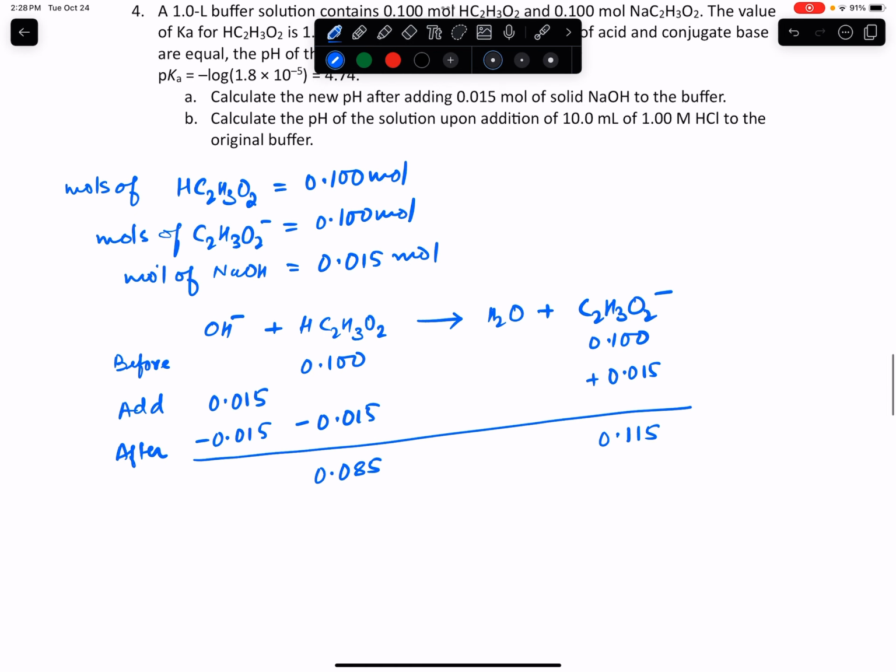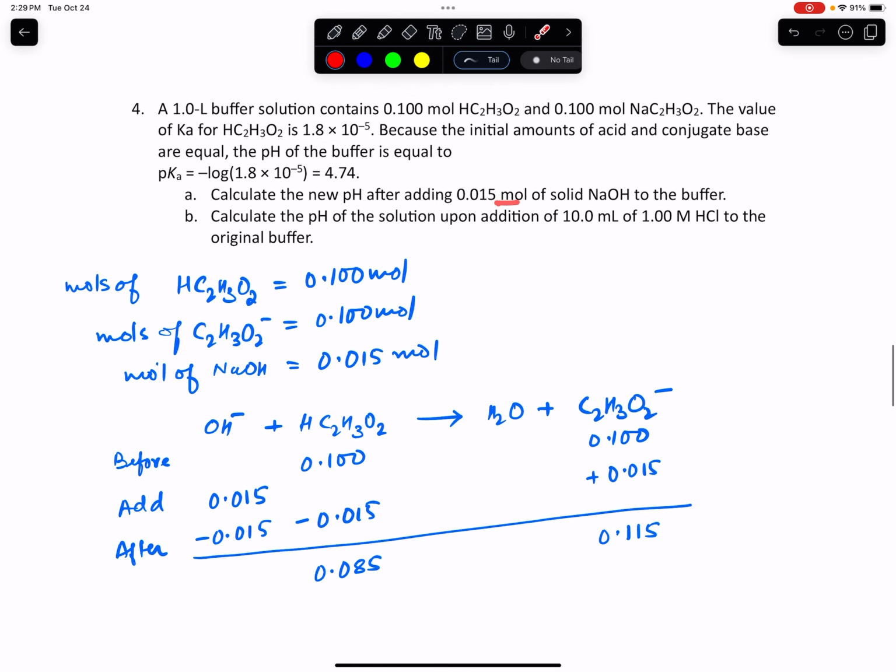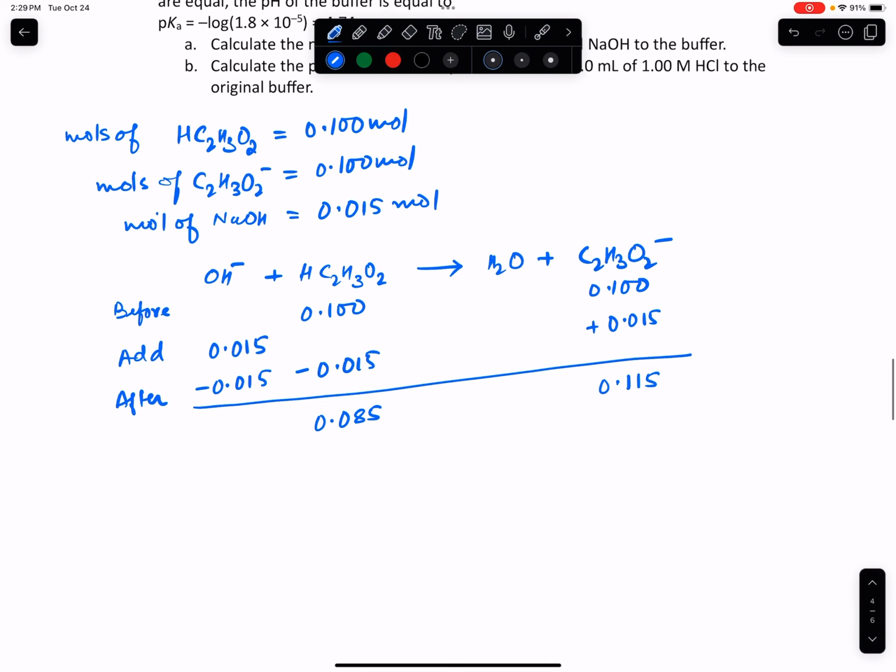Now, at this point, we can put this into the Henderson-Hasselbalch equation to find the pH. Remember, we're dealing with moles here, and what's important to understand is that because we added solid sodium hydroxide to a 1 liter buffer solution, we don't have to recalculate the concentration, because moles over 1 liter will still give you the same answer as molar concentration. So let's take these numbers and plug them in.